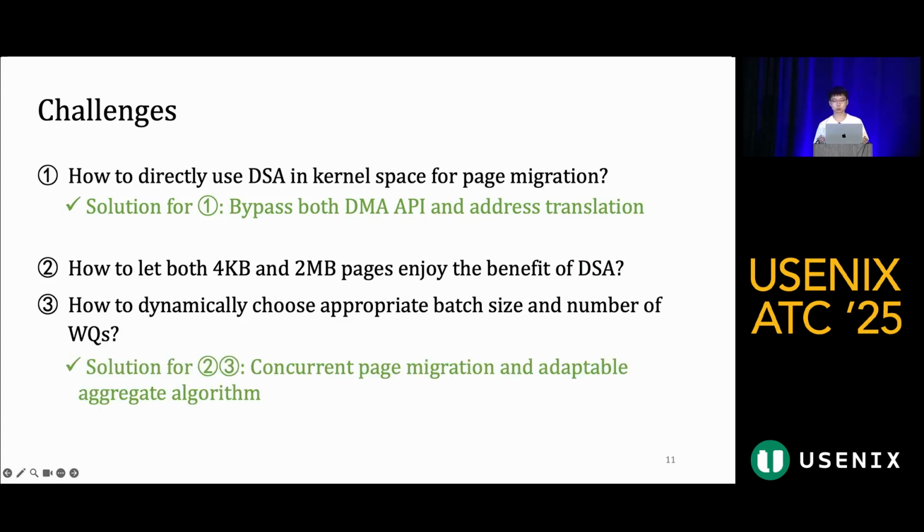To tackle these challenges, we designed a concurrent migration workflow and proposed an adaptable aggregation algorithm. This design takes advantage of both batch processing and multi-work queue parallelism, allowing us to adjust the copy granularity and concurrency level at runtime, thus improving efficiency for different page sizes.